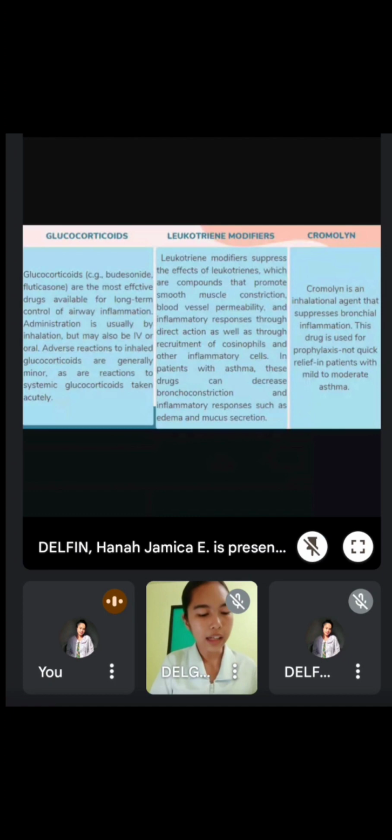The drug has three approved indications. First, the prophylaxis and maintenance therapy of asthma in patients at least 1 year old. Second, prevention of exercise-induced bronchospasm in patients at least 15 years old. And third, the relief of allergic rhinitis.